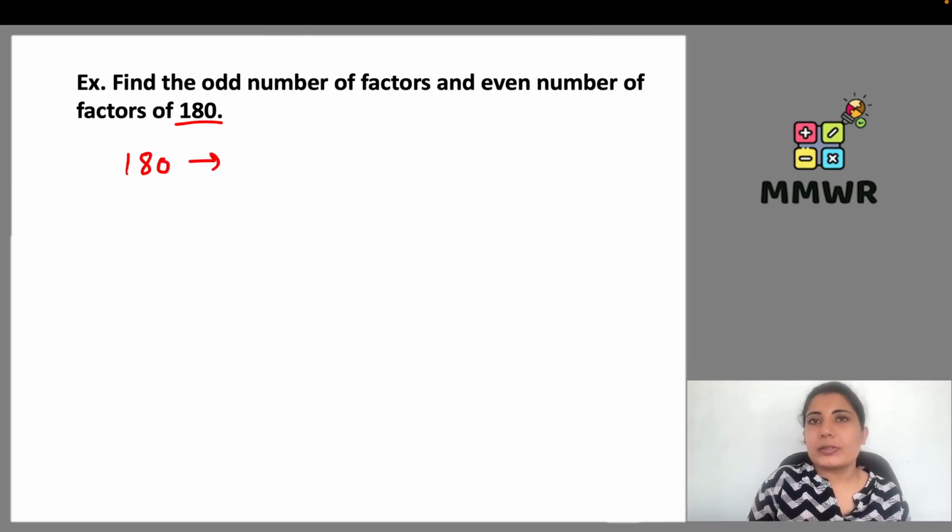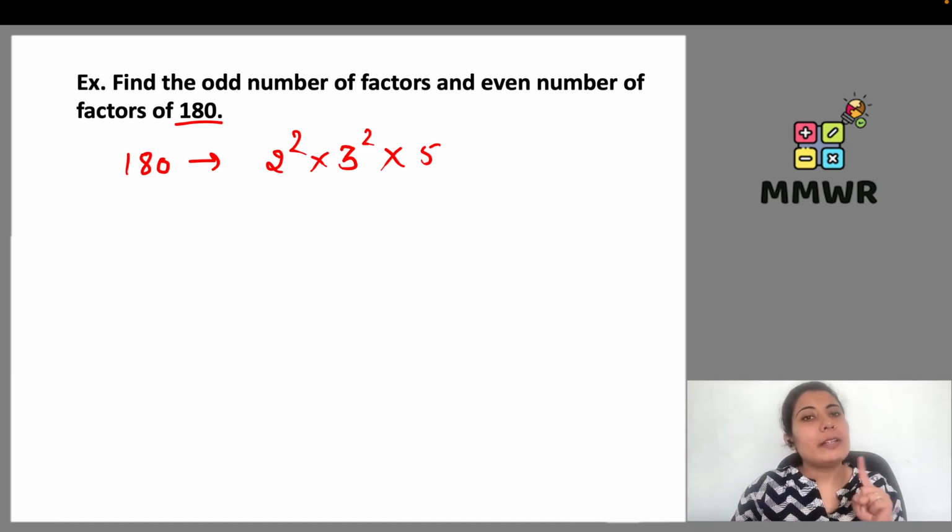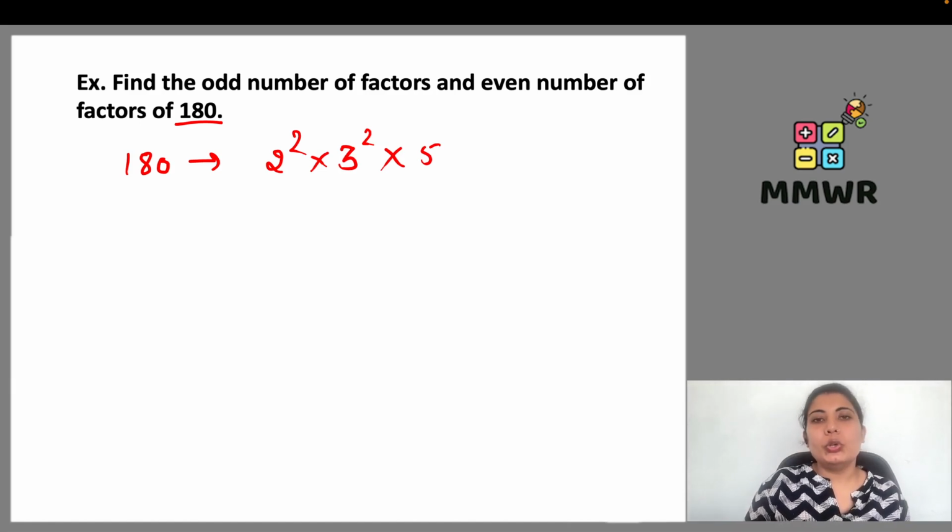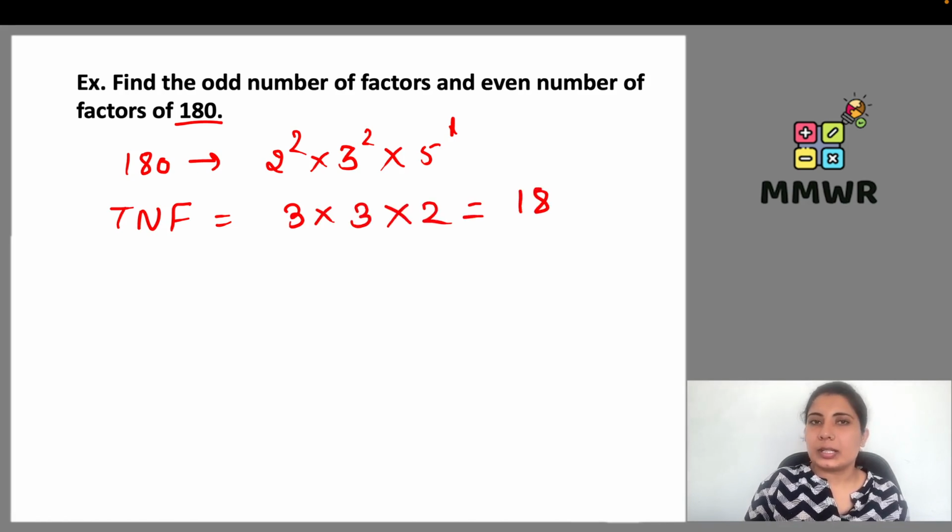So I will simply factorize this 180, which can be written as 2 square multiplied by 3 square multiplied by 5. 2 square is 4, 3 square is 9. 9 fours are 36. 36 multiplied by 5 is 180. Okay, so I got the prime factorization for 180. The total number of factors I can simply write by taking the successor of the powers. So 3 3s are 9, 9 2s are 18.